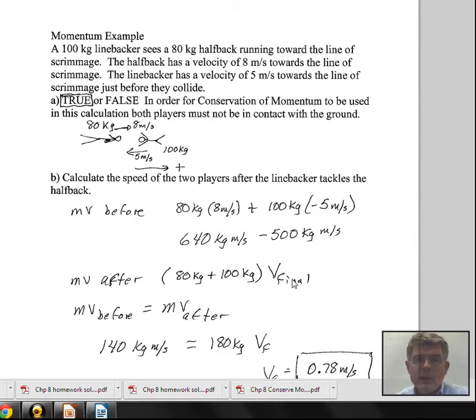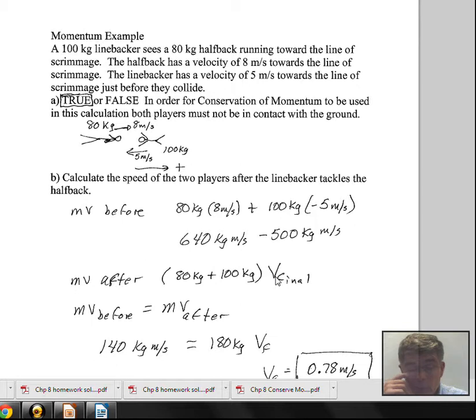So, concept question first. What do we need for conservation of momentum to be true? Will it be okay if both players jump in the air and then the tackle is made in midair? So both players are not in contact with the ground. And yes, this will be true. Ignore air resistance. But there's no net external force on the two players, so momentum will be conserved.